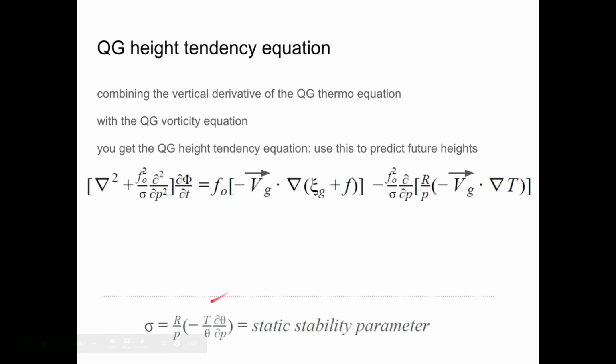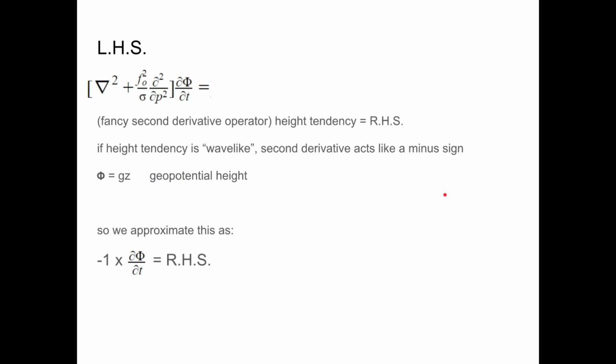So again, we've got the static stability parameter that's showing up at least in the denominator of one of these terms, as well as the fancy second derivative operator here. But let's look at this equation term by term. So the left-hand side has a lot of similarities to the omega equation. It has this fancy second derivative that's operating now on d phi dt. And so phi is a geopotential height. That's g times z. So basically this is the height tendency.